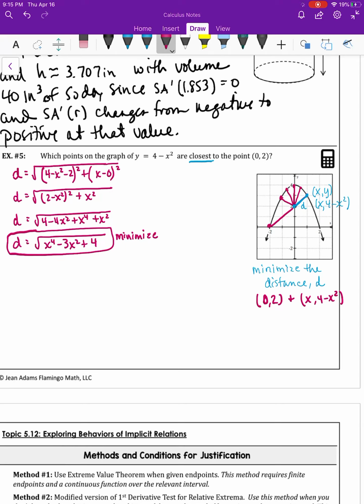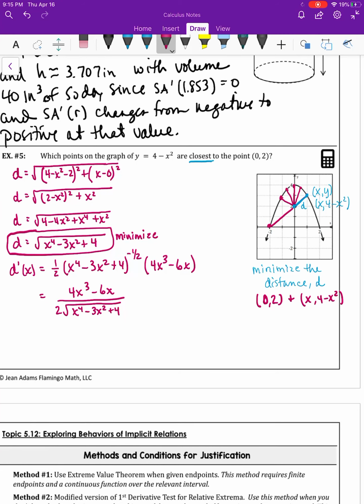Okay, so this is the equation that we want to minimize. We're minimizing the distance, so therefore this is what we're taking the derivative of. And had I left this xy, we would have had to put that y back in, that 4 minus x squared back in. But here we've got two unknowns. It's perfect. We can take our derivative, and this would be d prime of x is equal to, I would bring the 1/2 down, times x to the 4th minus 3x squared plus 4 to the negative 1/2, and then times the derivative of that, 4x cubed minus 6x.